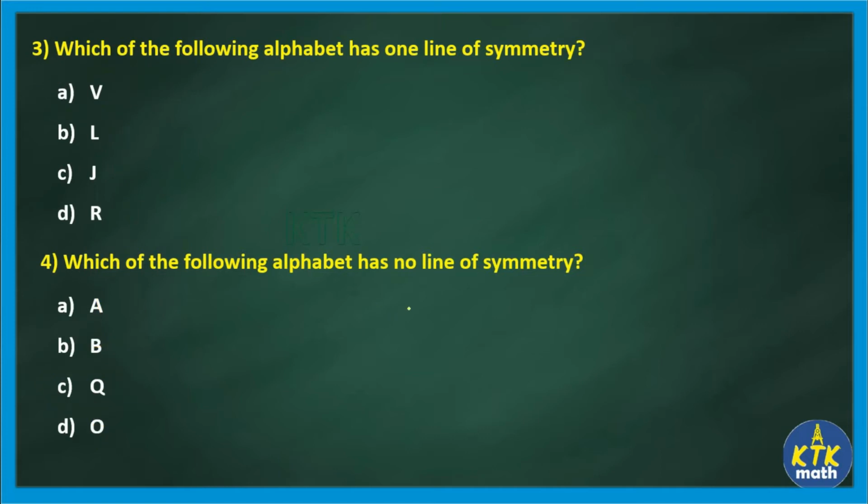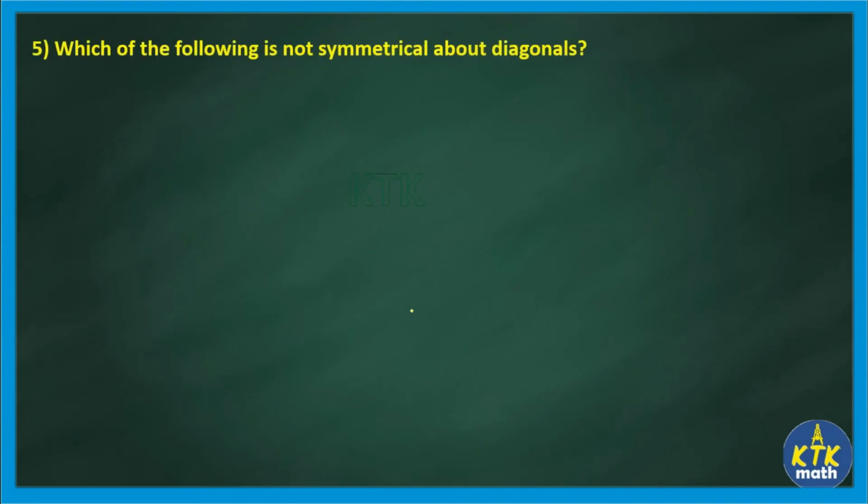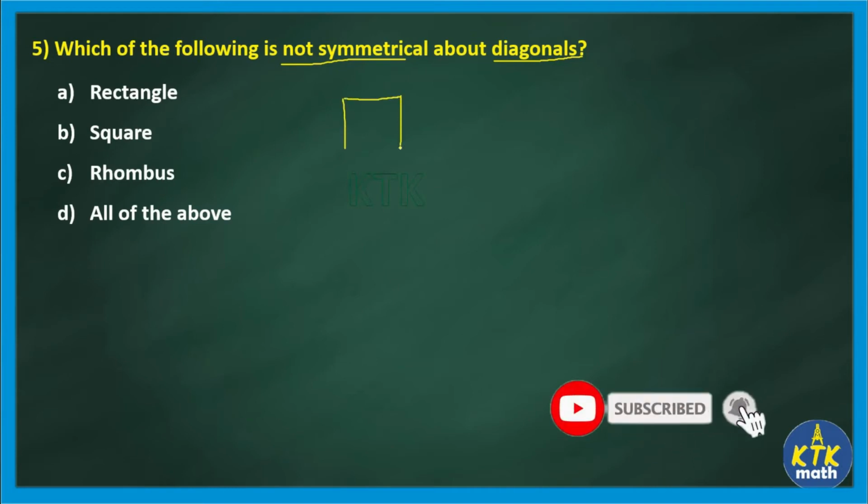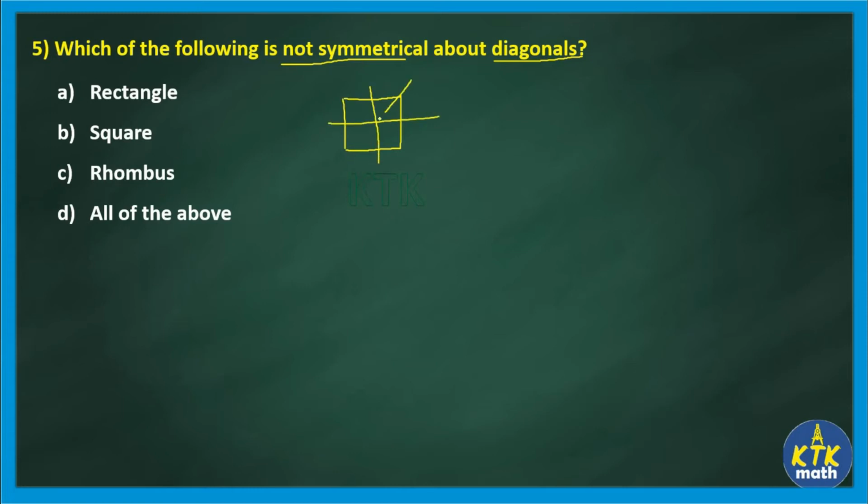Question number 5. Which of the following is not symmetrical about diagonals? They give shapes as options: rectangle, square, rhombus and all of the above. They are asking which is not symmetrical about a diagonal. Let me explain here. If you consider a square, the square will have 4 lines of symmetry, right? That is one vertical, one horizontal and then the diagonals. So in terms of diagonals also, the square will have lines of symmetry.